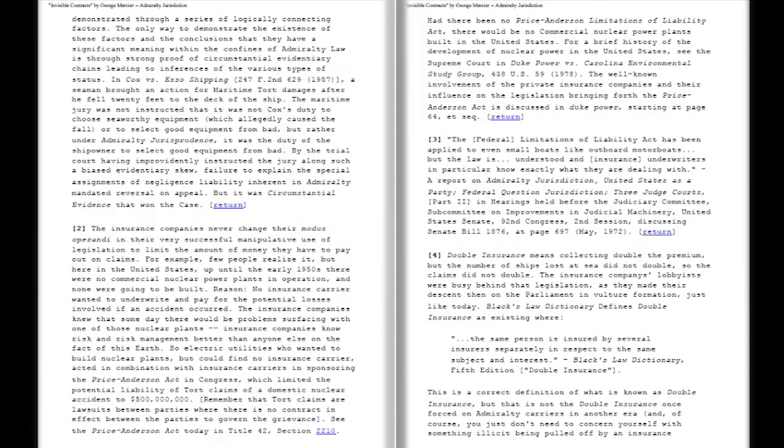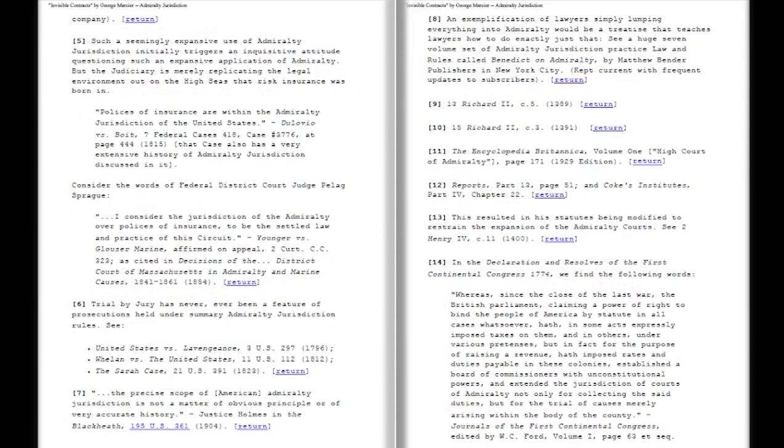Black's Law Dictionary defines double insurance as existing where the same person is insured by several insurers separately in respect to the same subject and interest. Black's Law Dictionary, 5th edition, double insurance. This is a correct definition of what is known as double insurance, but that is not the double insurance once forced on admiralty carriers in another era, and, of course, you just don't need to concern yourself with something illicit being pulled off by an insurance company.